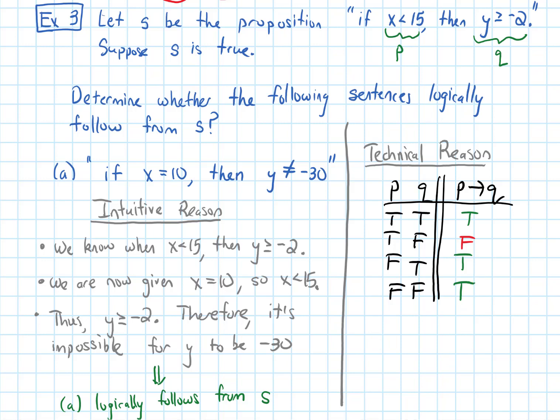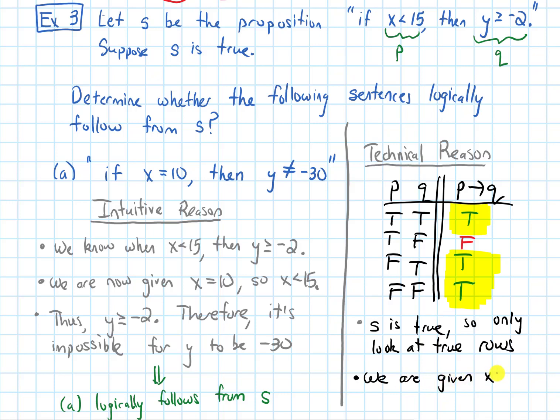So in this problem, we are given that S is true, which is the if-then statement. P implies Q is true. So we only want to look at the true rows. So which are the rows that ended up with the true? This one, and this one. We're only going to be looking at those rows. And what are we given now in part A?